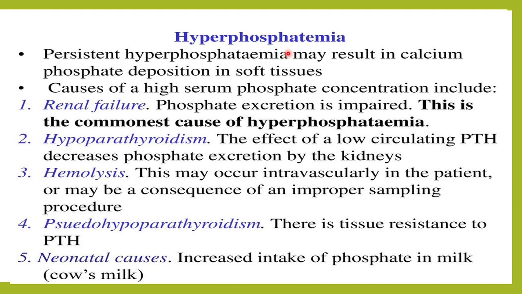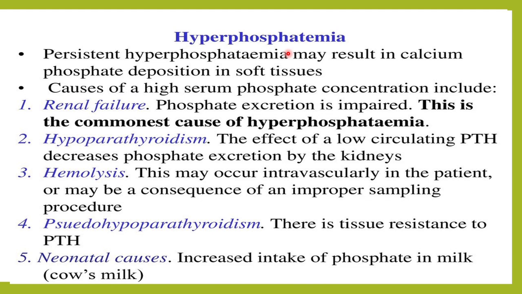Second would be hypoparathyroidism. You all know that parathormone is a very important hormone to maintain calcium and phosphorus metabolism. Suppose the calcium level goes down, the parathormone is activated. The parathormone will try to get more and more calcium from the bones, that is, bone resorption will start. It will activate the osteoclasts. It will increase the absorption of calcium from the gut, and also decrease the excretion of calcium from the kidney.